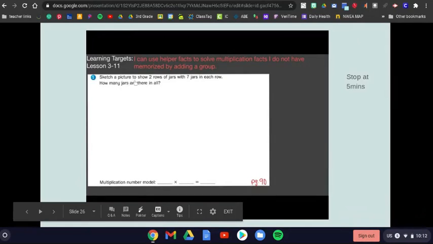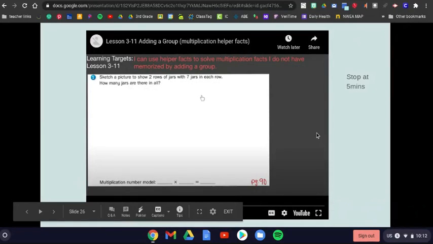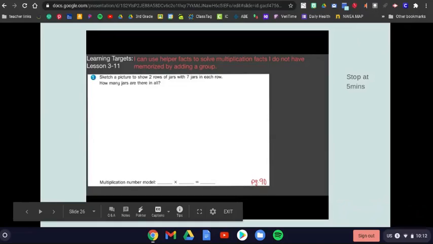Sketch a picture to show 2 rows of jars with 7 jars in each row. How many jars are there in all? So let's first sketch that picture. So we've got 2 rows of jars. I'm going to let each row rest on a line. So 2 rows with 7 jars. So I'm going to draw my 7 jars.